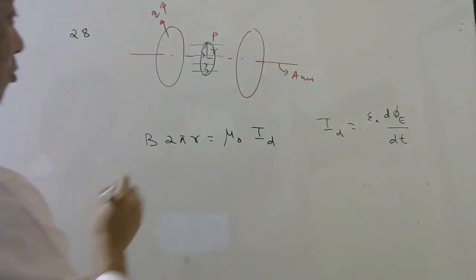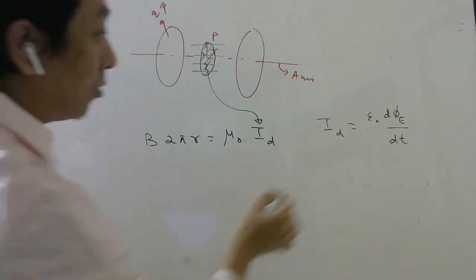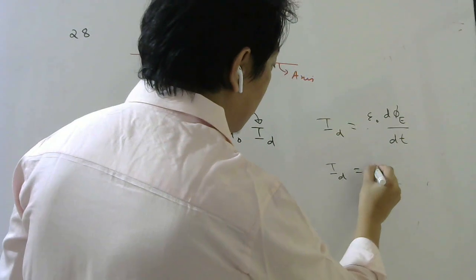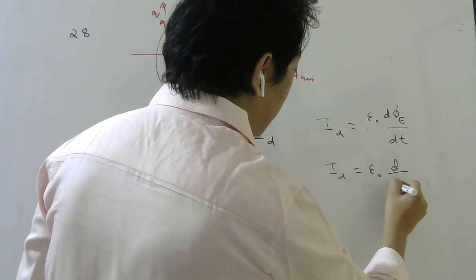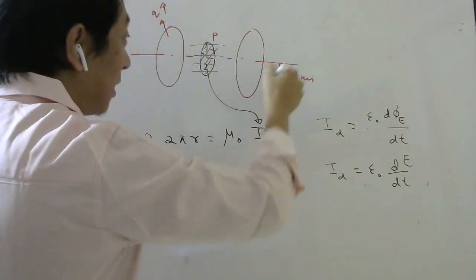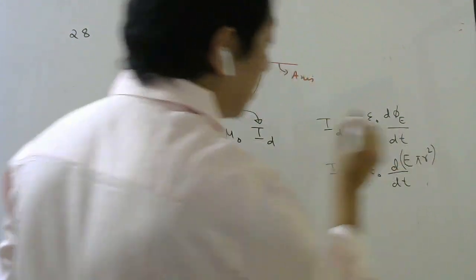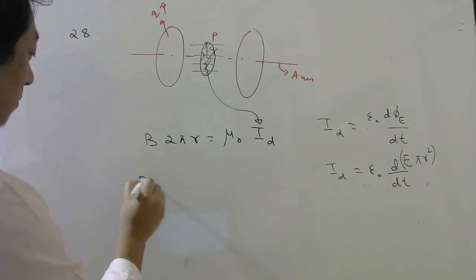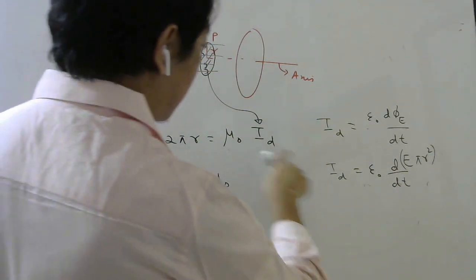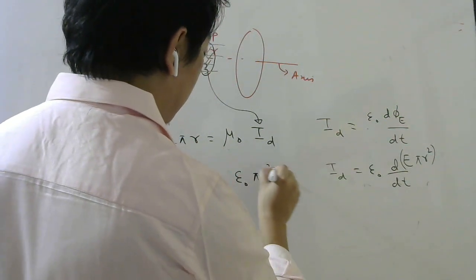But since I want only current here, remember, only here, it means I want only electric flux here. So that will be epsilon naught d by dt. Electric flux only here will be E into not this pi r square but this pi r square. Very carefully you have to do. Okay, students. So in that case, this will be B into 2 pi r equal to mu naught, and this current will be epsilon naught, pi r square you can take outside, dE by dt.